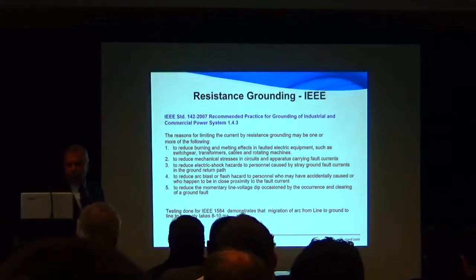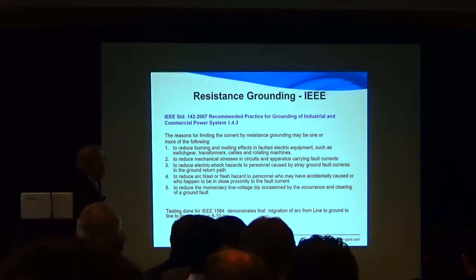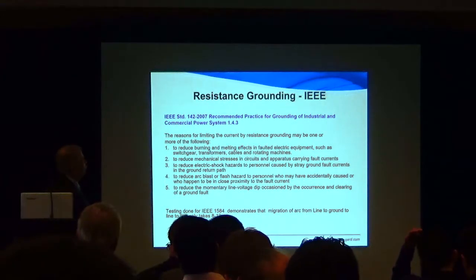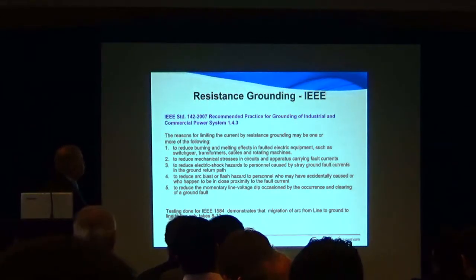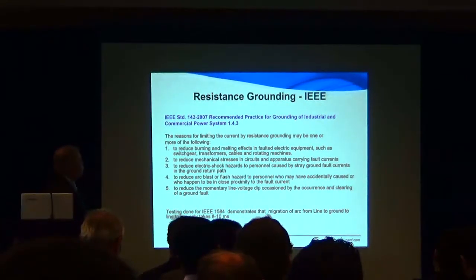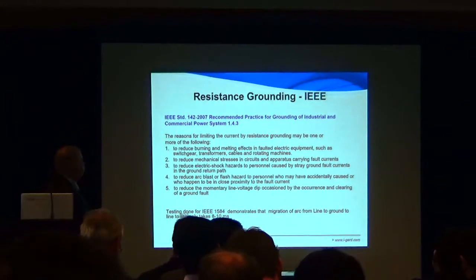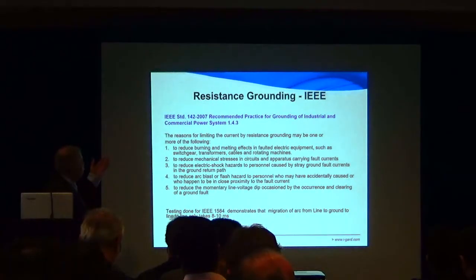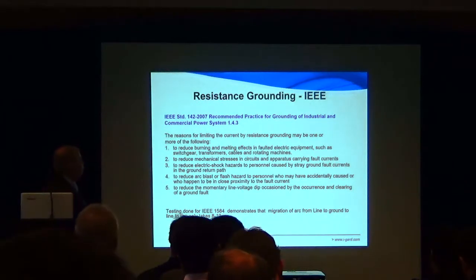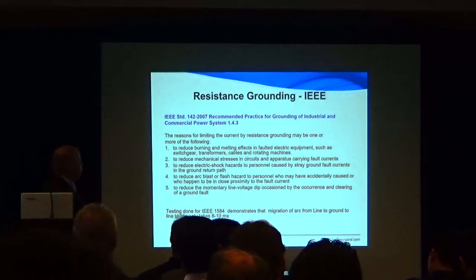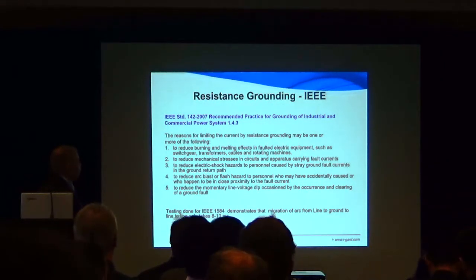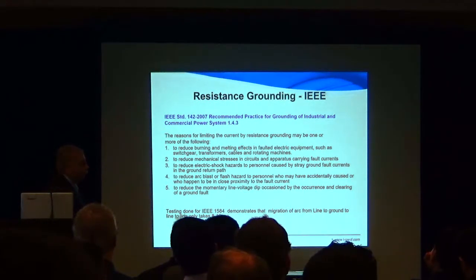The Green Book, which is standard 142, recommended practice for grounding of industrial and commercial power systems. This was updated in 2007. It will be redone again as we speak, and reissued with expanded contents. And the original document here shows the reasons why you should be using these resistors. It reduces burning and melting effects in faulted electrical equipment such as switchgear, transformers, cables, machines, that means everywhere.